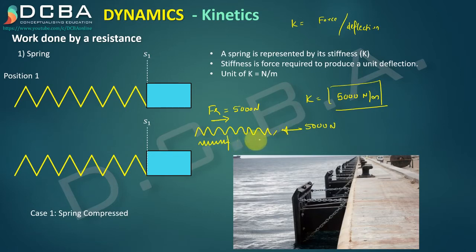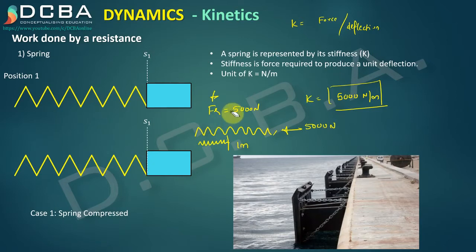Okay, so I am applying here a force of 5000 newton. I am deflecting the spring, or pushing the spring by 1 meter, and after that the spring also has to give me an equal and opposite reaction of 5000 newton. This is the resistance force that is given by the spring.